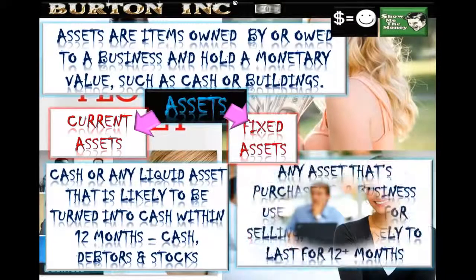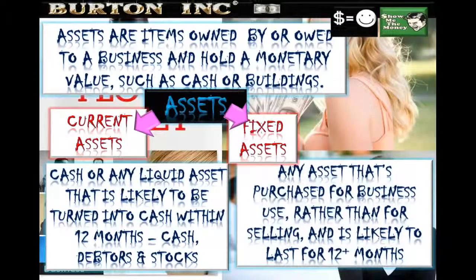Other side, fixed assets. And again, that 12-month period is key. This time a fixed asset is defined as being 12 months or more. So any asset that's purchased for business use rather than for selling, and it's likely to last for 12 or more months.